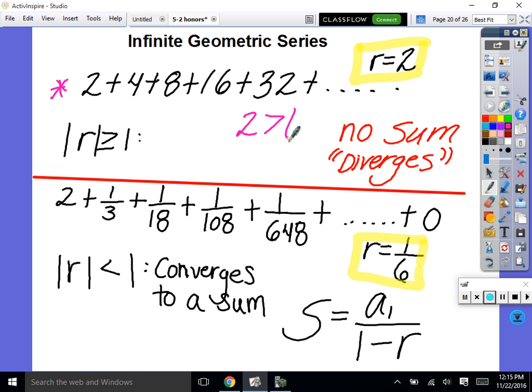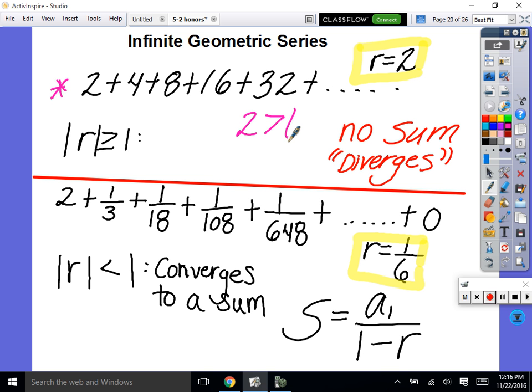And we would never know when to stop adding, correct? We'd just be, like, we can't find a sum on this. Does everybody see? We would never know when to stop adding. It's infinite. So that would be having no sum, and that's called, it diverges. So if it has no sum, it diverges. You might want to write that down because you're going to need that word.